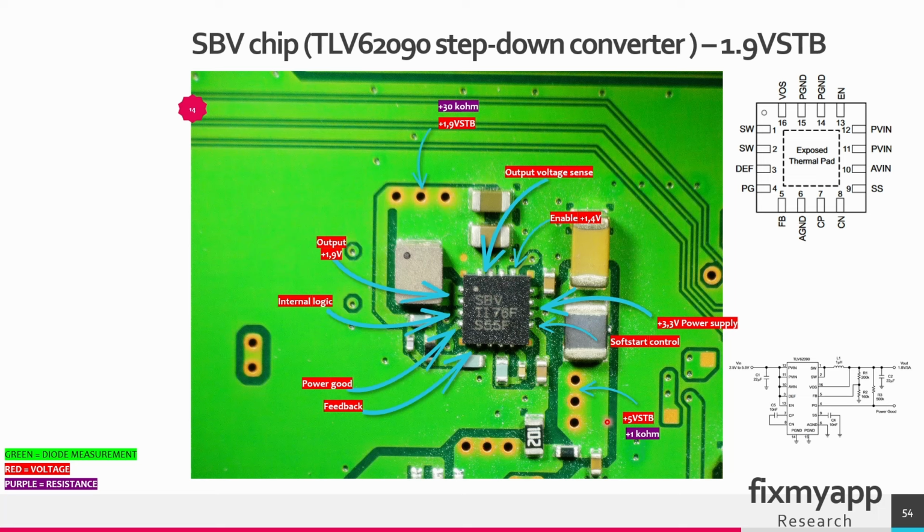On these pads you can find the 5 volt standby voltage. So this is the feedback pin, this is the power good pin. This pin does some internal logic. The output is on pin 1 and 2. Pin 16 is the output voltage sense pin, so this pin is connected directly to the output.